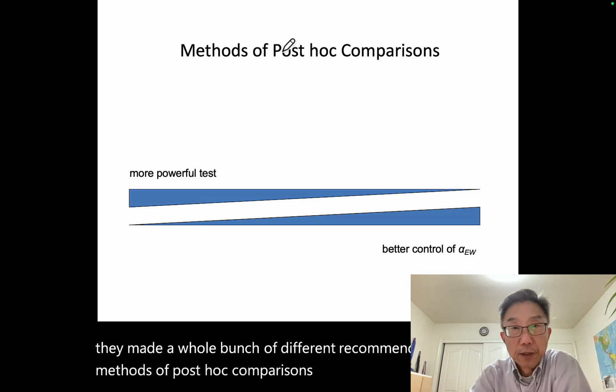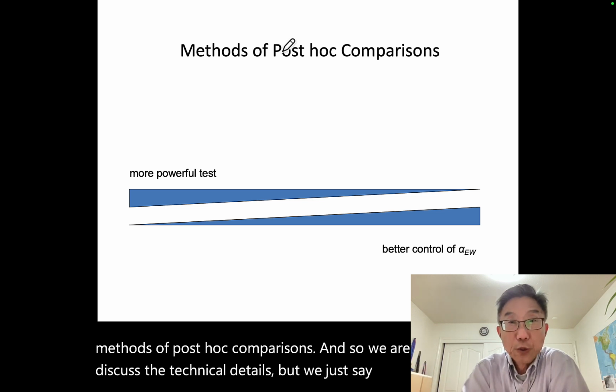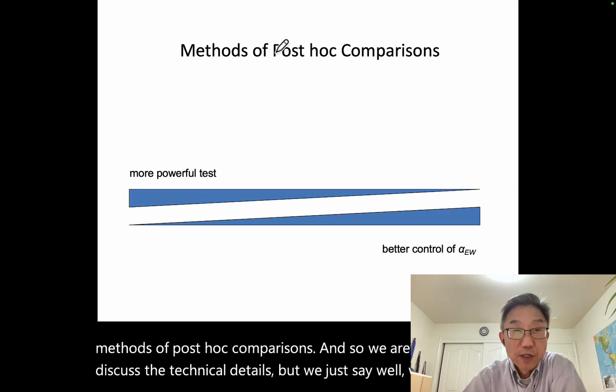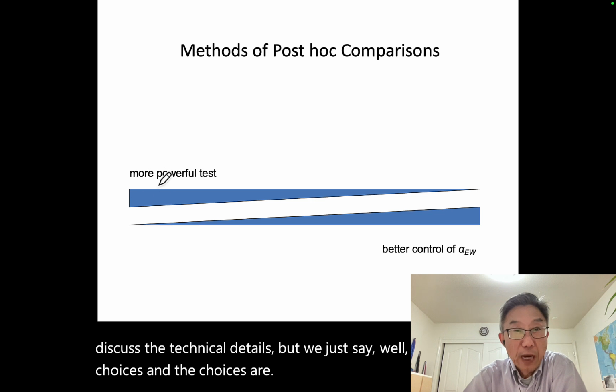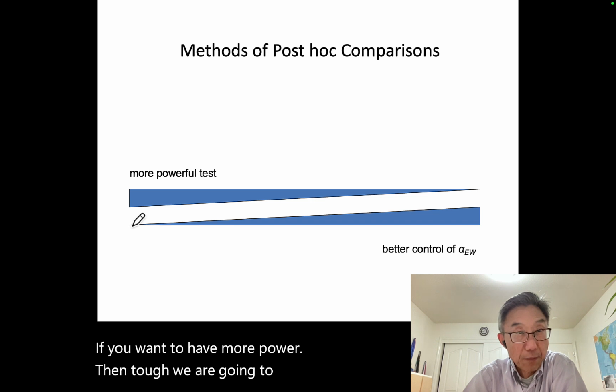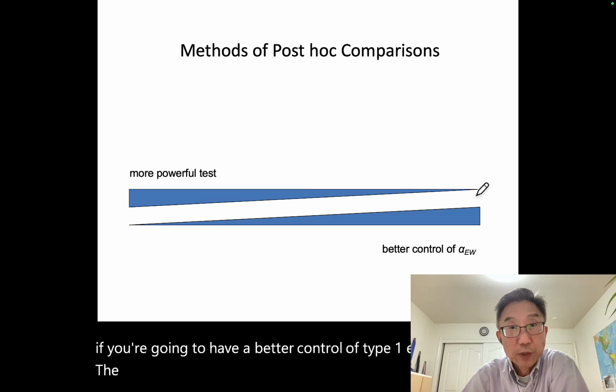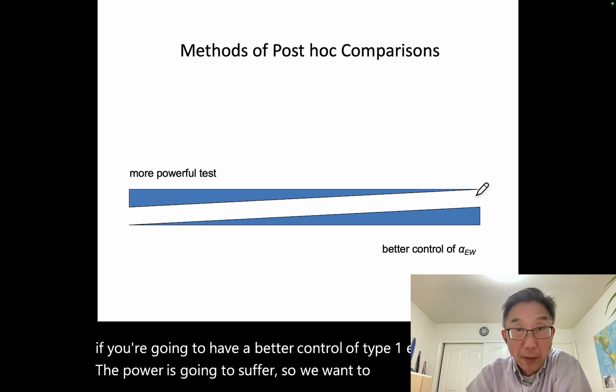We are not going to discuss the technical details, but we can ask what the choices are. If you want to have more power, then you are going to make more type 1 errors. On the other hand, if you want better control of type 1 error, the power is going to suffer. So we want to find a compromise.